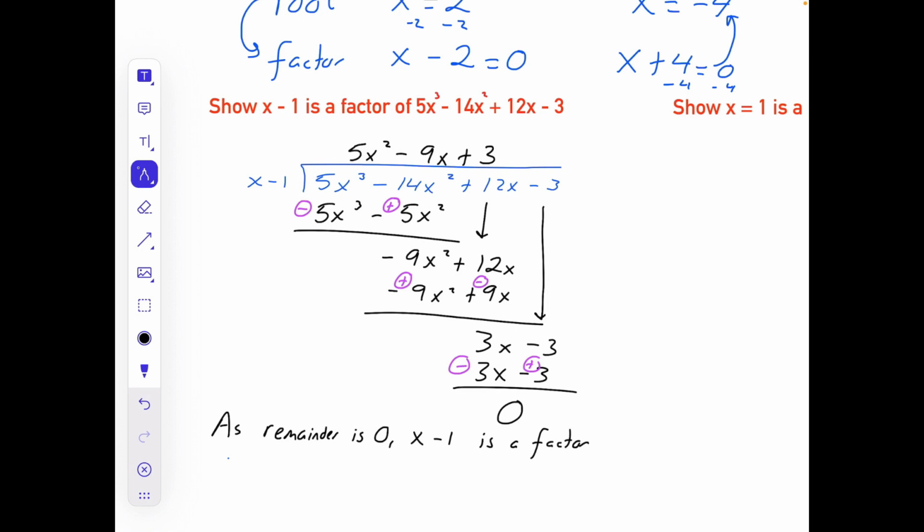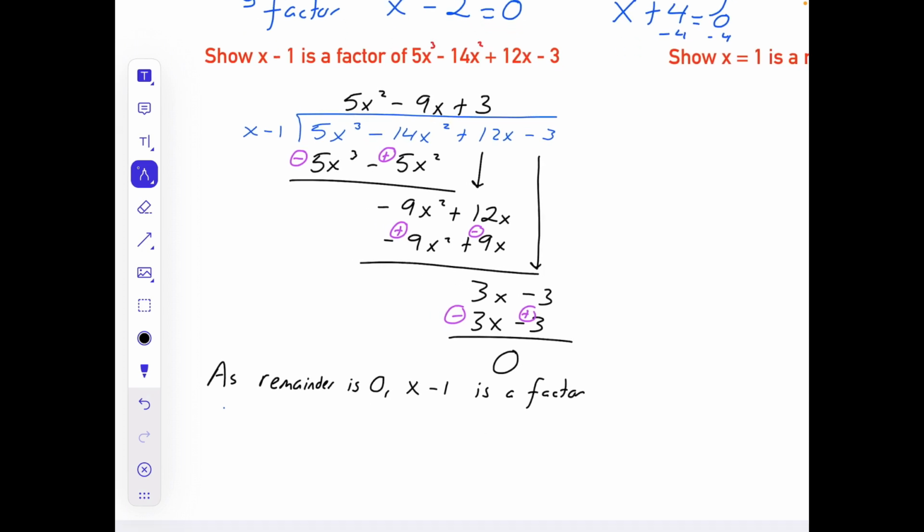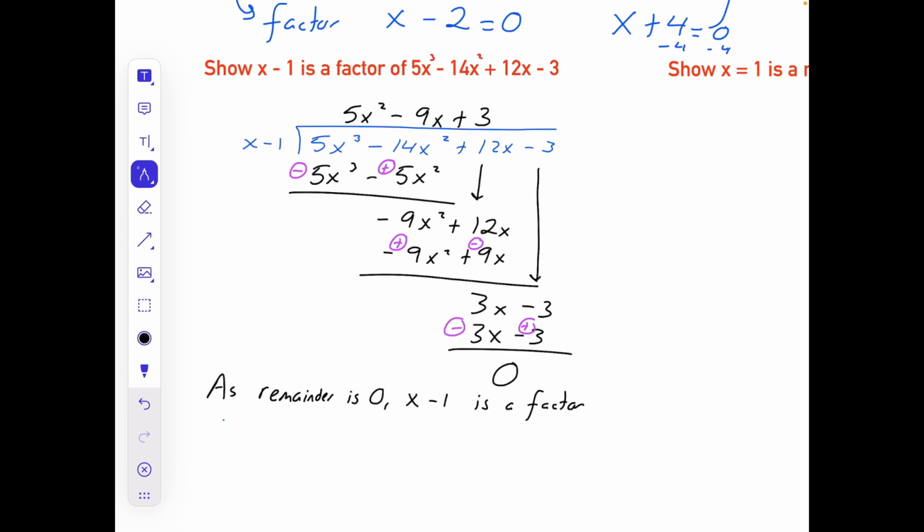x minus 1 is a factor. Okay, that is that shown. If you make that conclusion, our next line then, so therefore, we can actually change between a factor and a root. So if we can say that x minus 1 is a factor, we can then say that x is equal to 1 is a root of 5x cubed minus 14x squared plus 12x minus 3.